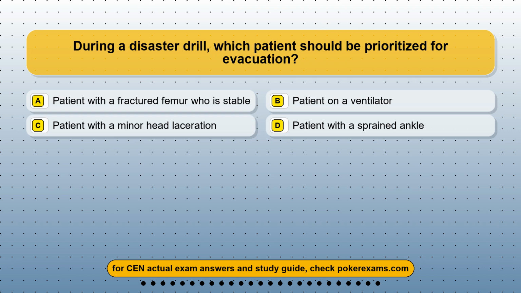Question 2. During a disaster drill, which patient should be prioritized for evacuation? Option A, patient with a fractured femur who is stable. Option B, patient on a ventilator. Option C, patient with a minor head laceration. Option D, patient with a sprained ankle.